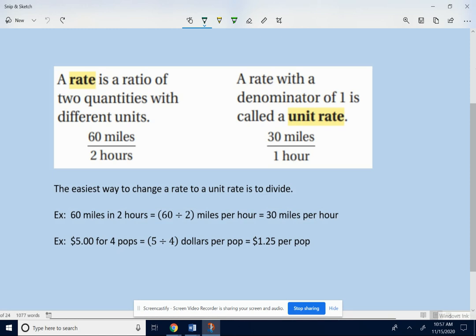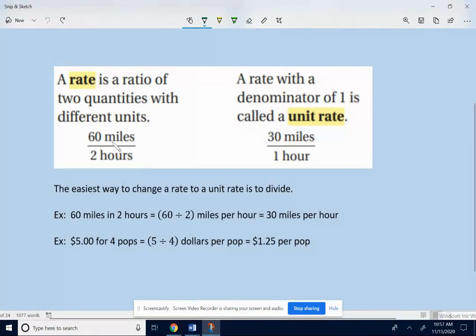Okay, this lesson is over finding the better buy. You're going to be planning a taco meal and you want to find the cheapest ingredients. They're going to be different prices. But first, a rate is simply a comparison of two quantities.